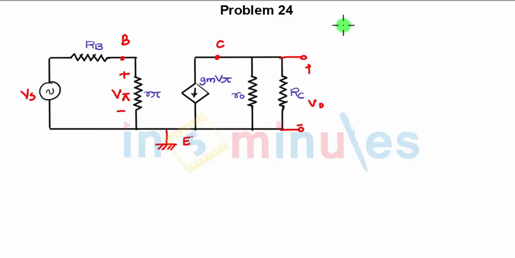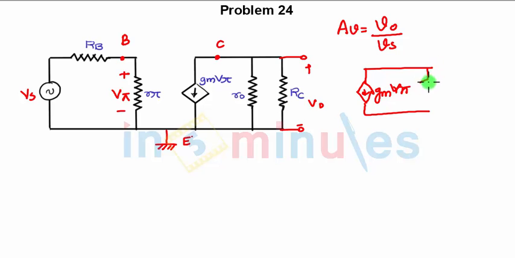The question is to find AV. How do we find AV? VO upon VS. Now in this case, as I have told you, we can redraw the circuit with GM into V pi. Instead of two resistances, I can draw a single resistance, which is the combination of RO parallel to RC, across which we are finding the output voltage VO.